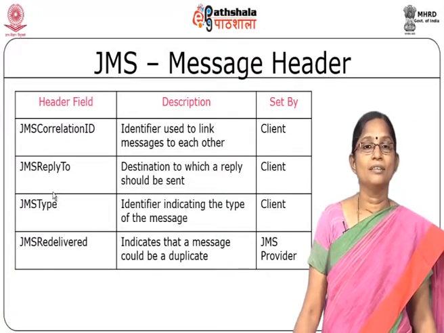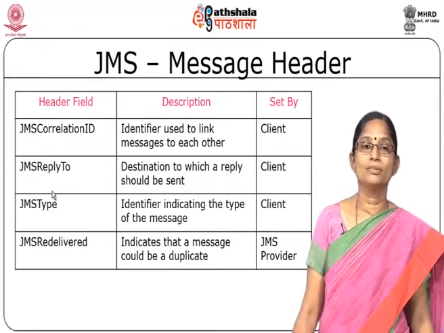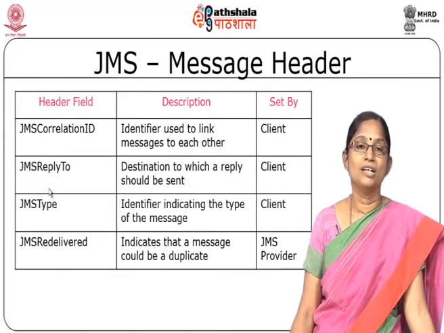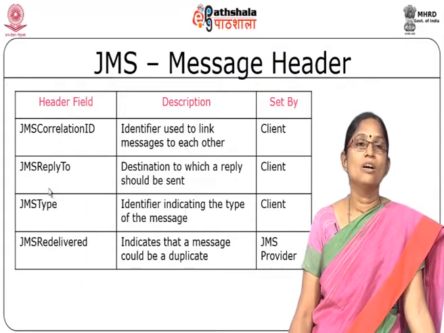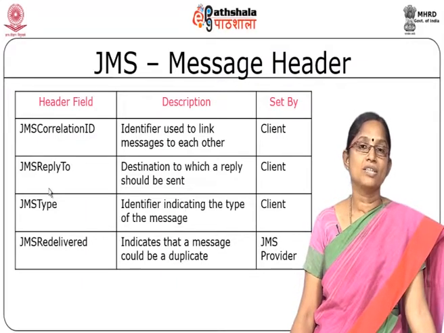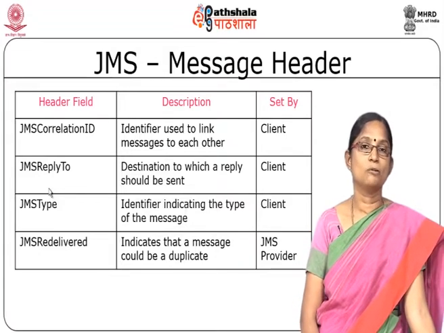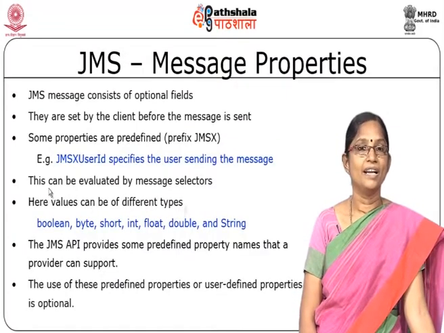Then type. The identifier indicates what type of message this is going to be. Then JMS redelivered indicates whether a message could be a duplicate or not, that is set using this header field. So, the first three header fields are set by the client, whereas the last one is set by the JMS provider. This is about the JMS message header.